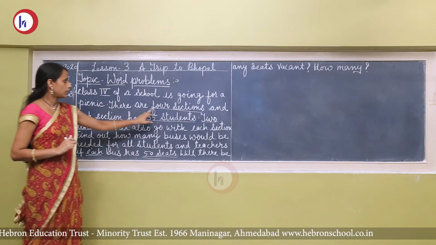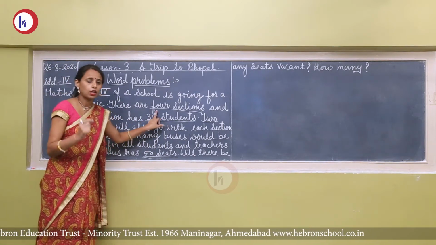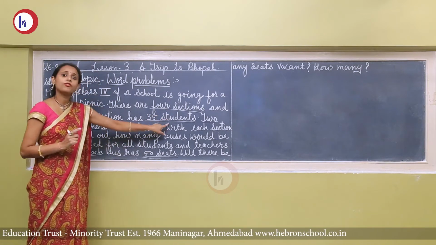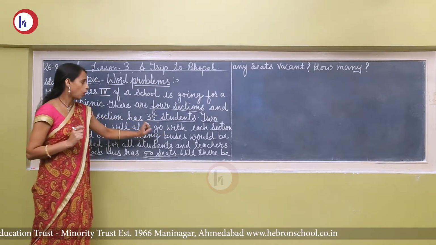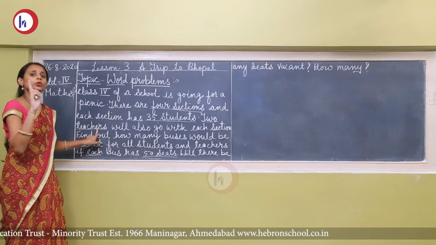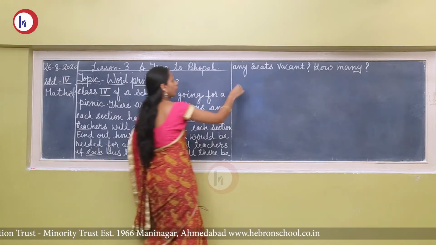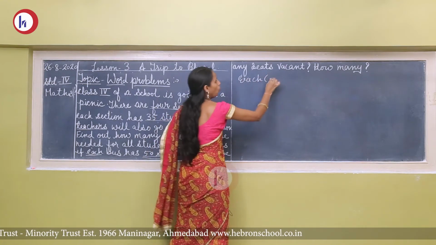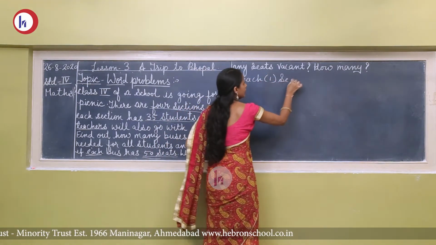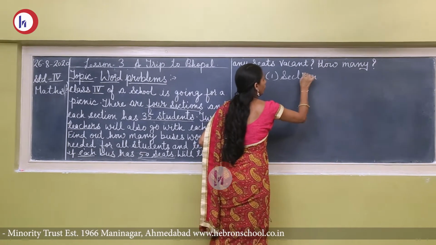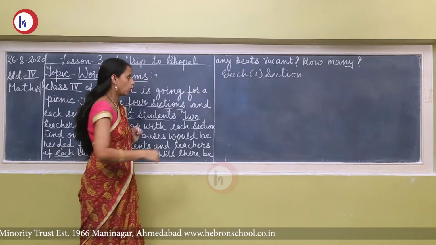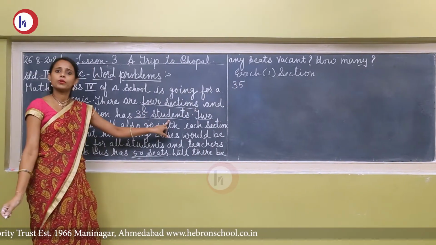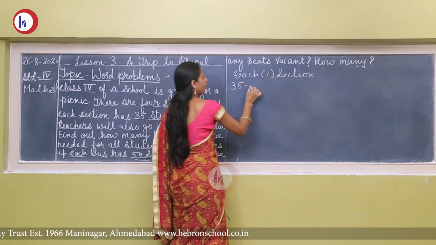The first information is that there are 4 sections of 4th standard, and in each section 35 students will go, plus 2 teachers. So first of all, we have to find out, for each section, how many persons will go. First of all, 35 students. See, here 35 students is given.